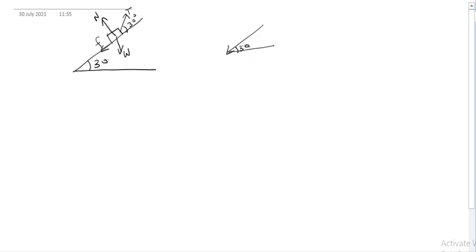Okay, since it is 30 degree, this is 30 degree. And here in this direction, if I am drawing one horizontal and this is the vertical, since this is theta, this angle also will be theta, 30 degree. Okay, so this is the frictional force F, so here it will be F cos 30 and this will be F sin 30.